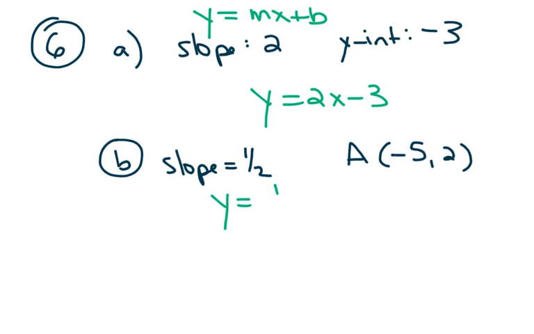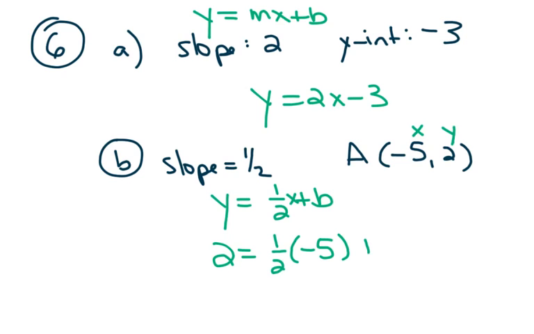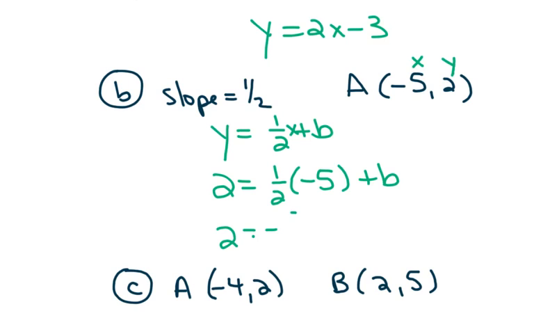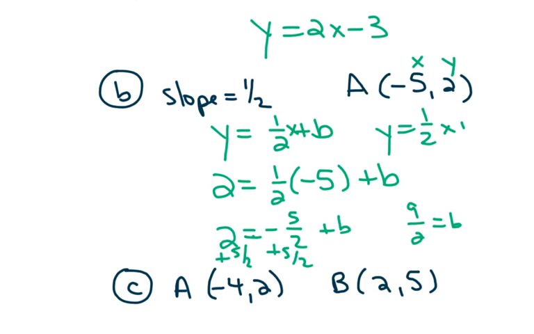So what do you do if you just know a point on the line and you need to find b? There are a couple different ways of doing it. Probably the most straightforward way is to plug this ordered pair in for x and y and solve for b. So 1/2 times negative 5 is negative 5 halves. And then you have to add 5 halves to both sides. And 2 plus 5 halves is 9 halves, or 4.5. So the equation is y equals 1/2 x plus 9 halves.